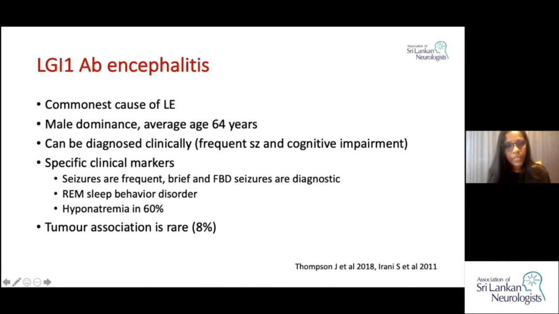And out of these, I would like to take some time and describe this specific type of seizures that we see, which we call facio-brachial dystonic seizures. And these are actually more or less diagnostic in this condition. They also can have some REM sleep behavior disorders. A fair percentage may have hyponatremia, and also you can have some paroxysmal dizzy spells.